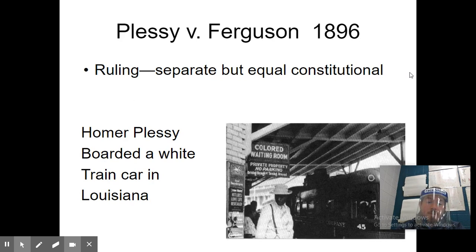Plessy v. Ferguson, we've also talked about this one. They ruled separate but equal was constitutional. Homer Plessy got on a white train car in Louisiana, took it to court. In the local courts, he lost, and then when he took it to the Supreme Court, they thought it would be overturned, but the Supreme Court decided that as long as they were separate but equal, it was constitutional. We know that later on this gets overturned with Brown v. Board.